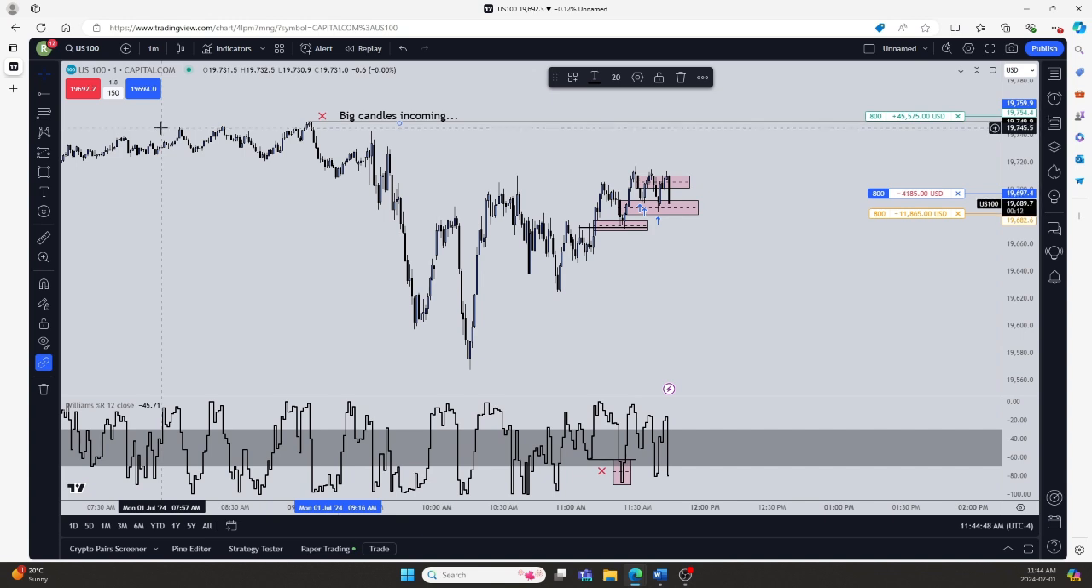Yeah, looking like we're going to get stopped out. Couldn't get those big candles out of this area. Stop loss is going to get hit.